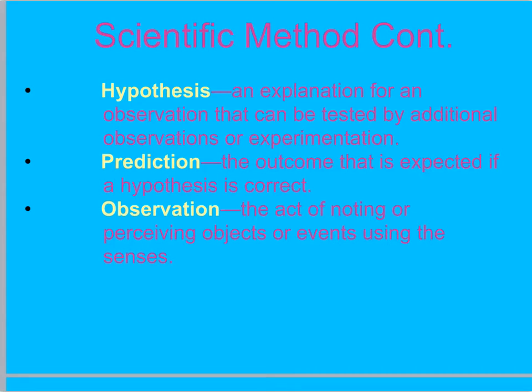So, just a few more definitions. Hypothesis, again, is an explanation for an observation that can be tested by additional observations and experimentation. Prediction is the outcome expected if your hypothesis is correct. And an observation is the act of noting or perceiving objects or events using your 5 senses.